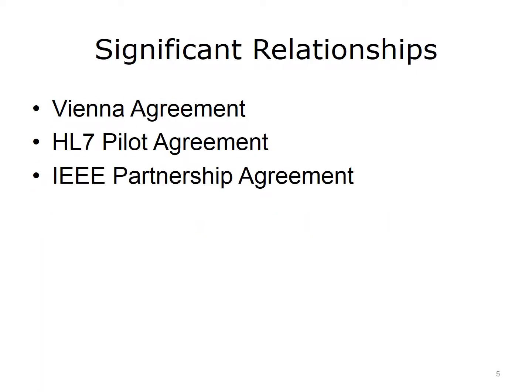The European Committee on Standardization, CEN, has a bilateral agreement with ISO called the Vienna Agreement, whereby CEN standards can become ISO standards, and ISO standards can become CEN standards. HL7 International has a pilot agreement through which HL7 standards can be submitted to TC 215 to become ISO standards. IEEE has a partnership agreement through which IEEE standards can become ISO standards.